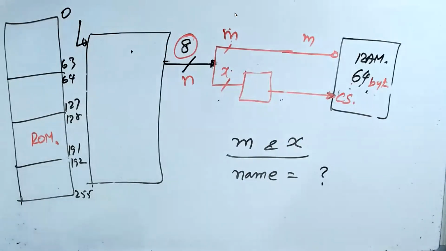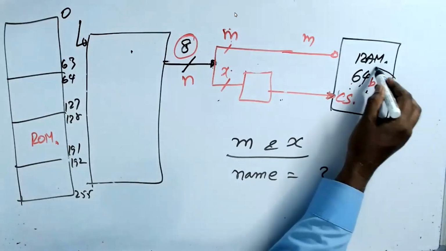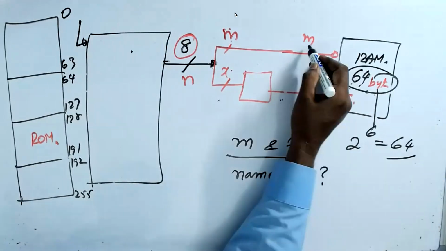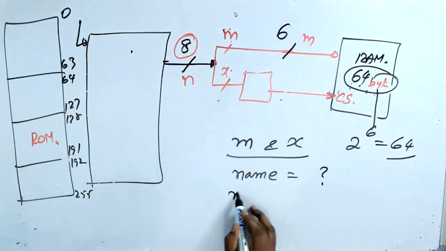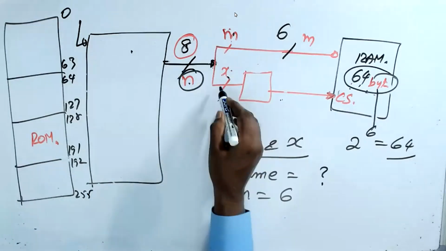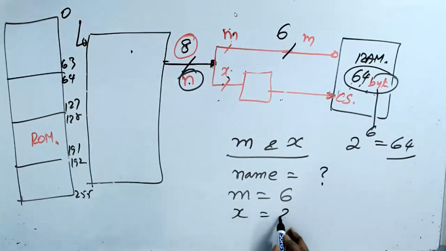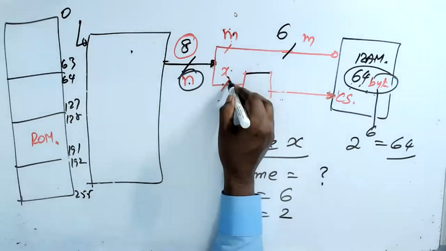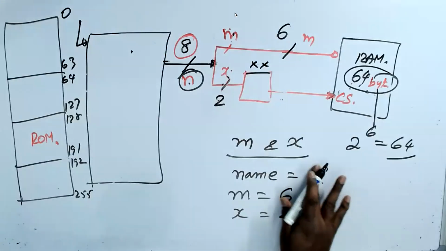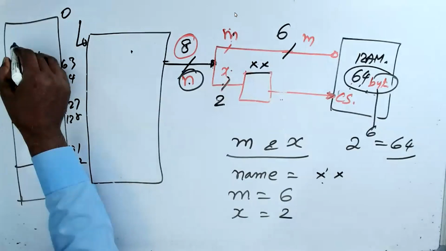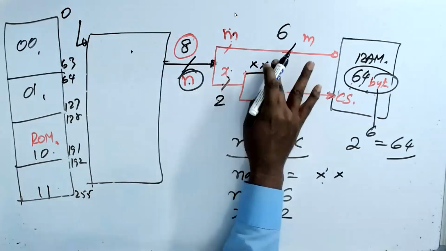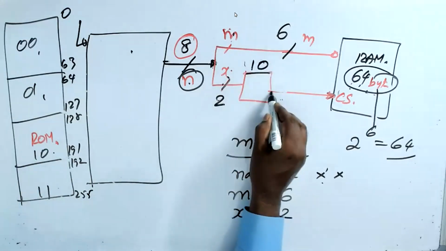What is M now? Because this is 64 bytes, 2 power 6, so M is 6. M plus x is n, so n is 2, so the name will have x is 2. The name will be 2 bits. There are 4 blocks: 0 0, 0 1, 1 0, 1 1. So this is 1 0. That's it.